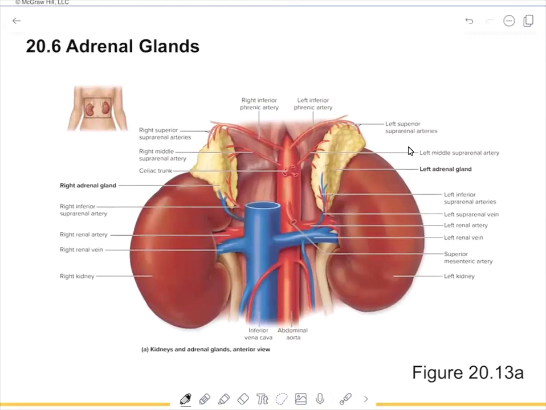The adrenal glands are located just superior to the kidneys. And so we could see, obviously, the right kidney here and the left kidney. But just on top of that are the adrenal glands. And within the adrenal glands, there's actually two groups of tissues. The adrenal medulla is different than the adrenal cortex. So we're going to talk about them kind of separately.